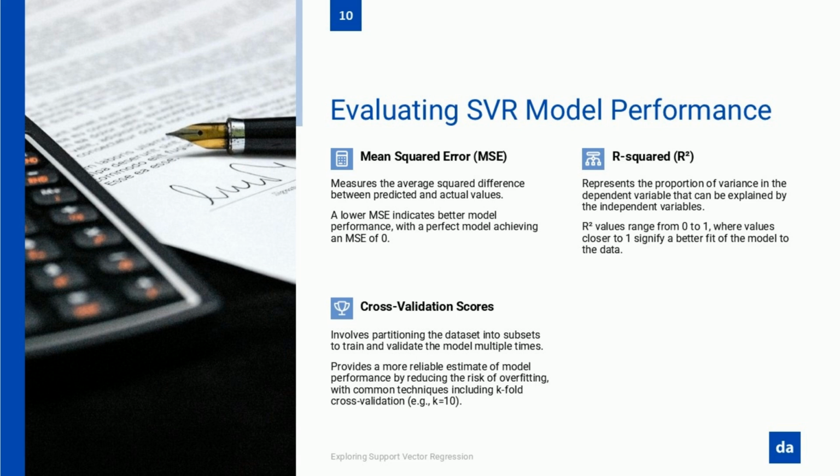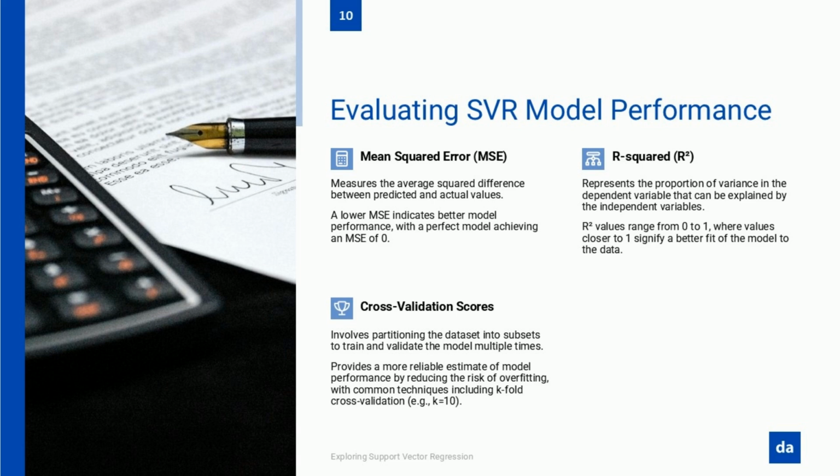Another important measure is R-squared, which tells us how much of the variance in the data is explained by the model. An R-squared value of 1 indicates a perfect fit, meaning the model explains all variations in the target variable. A value close to 0 means the model is barely better than simply predicting the average of the dataset. If the R-squared value is negative, it suggests the model is performing worse than a basic average-based prediction, indicating that adjustments may be needed.